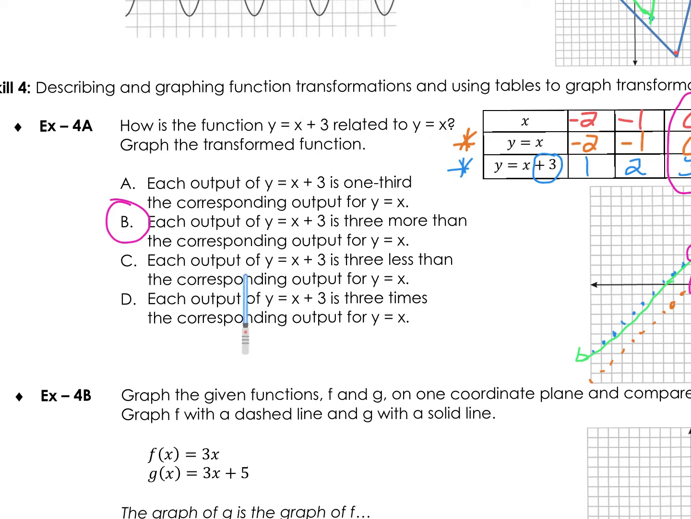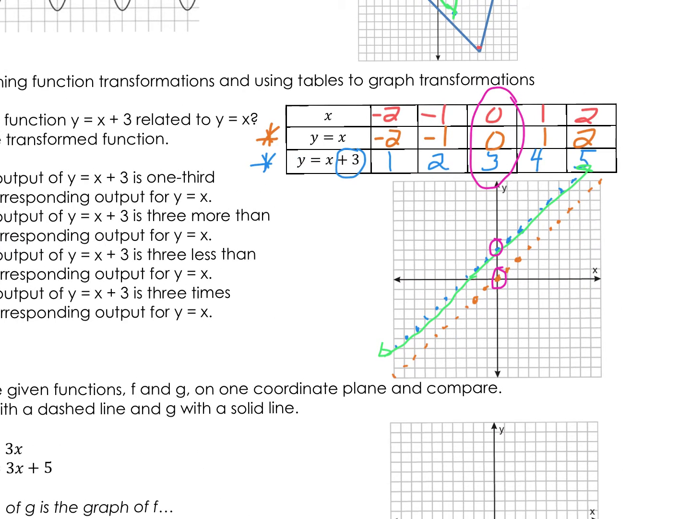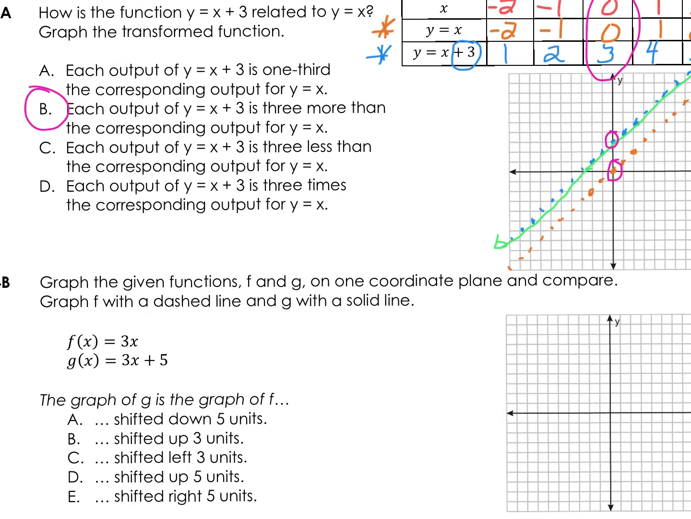Each output, which is y, is 3 less than. 3 less than would imply that we went down 3, and we didn't. We went up 3. So it can't be that. Each output is 3 times the corresponding output. 3 times implies a vertical stretch, and we definitely didn't have that. Because if this had been a vertical stretch, you would have seen the slope of this line change right here, because it would have gone closer to the y-axis, and that did not happen.